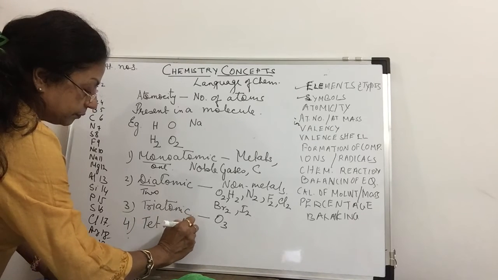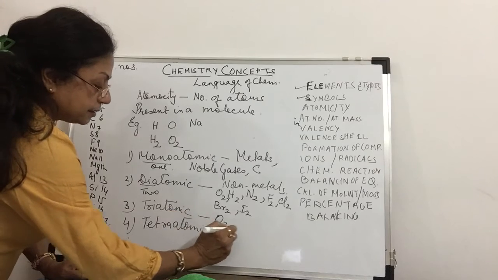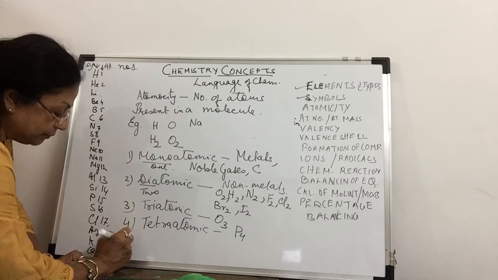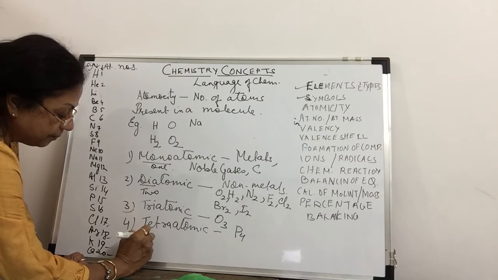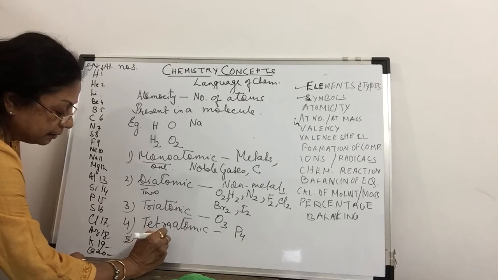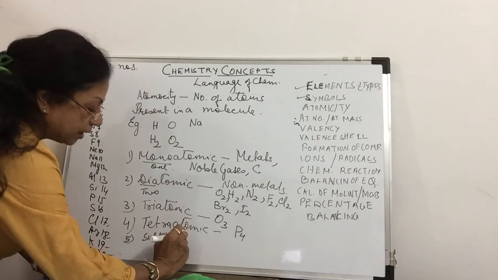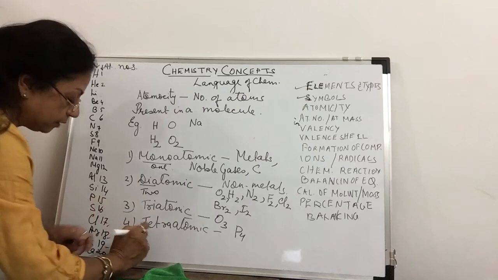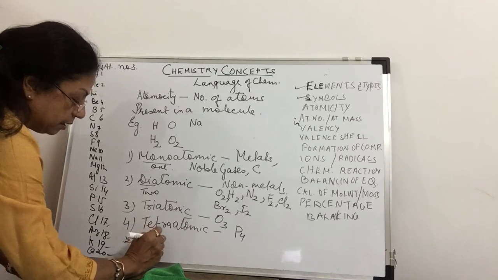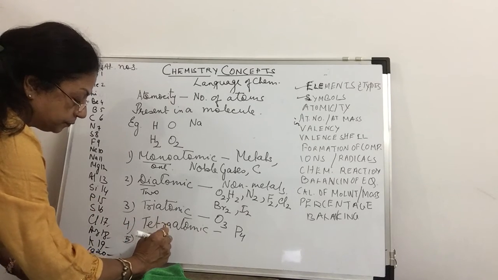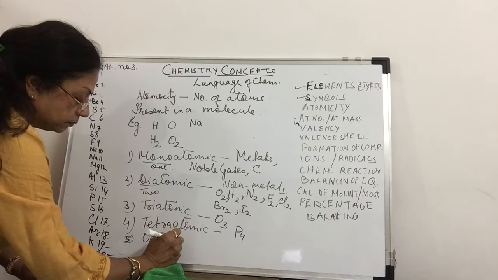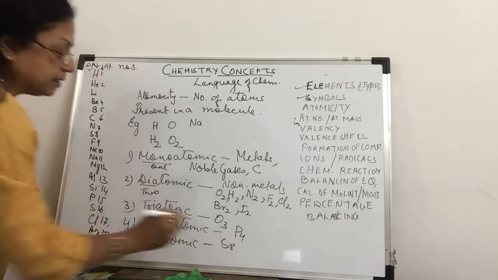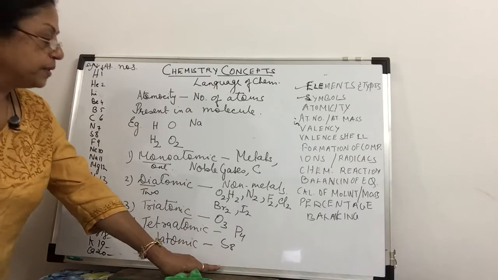Then tetraatomic is phosphorus. And the last one, sulfur, we write, is octaatomic. Sulfur is octaatomic. So here S8, sulfur comes in 8 atoms together.